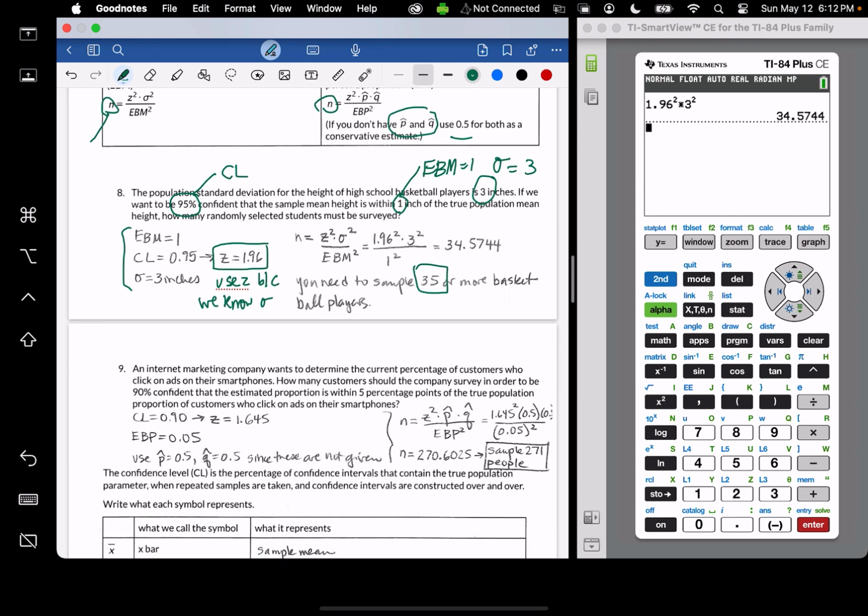And the following question on the next page is also a question where you're determining the sample size needed. So I'll do that one next.